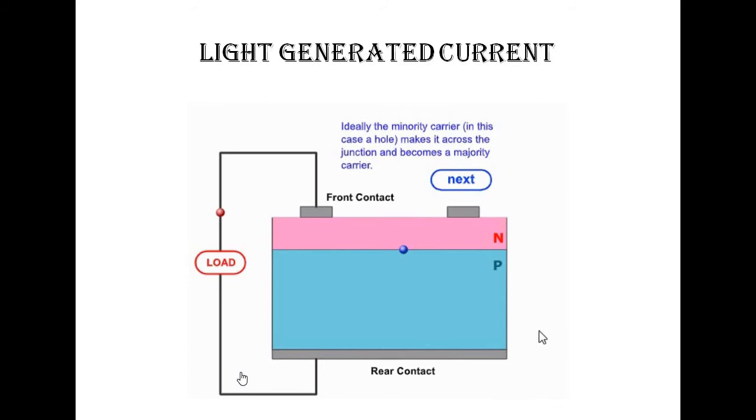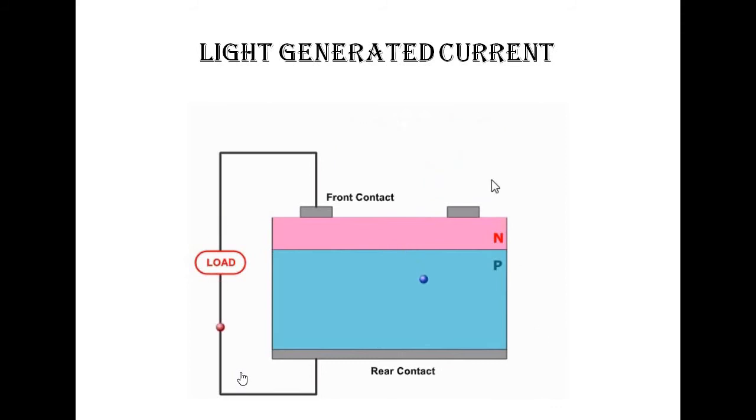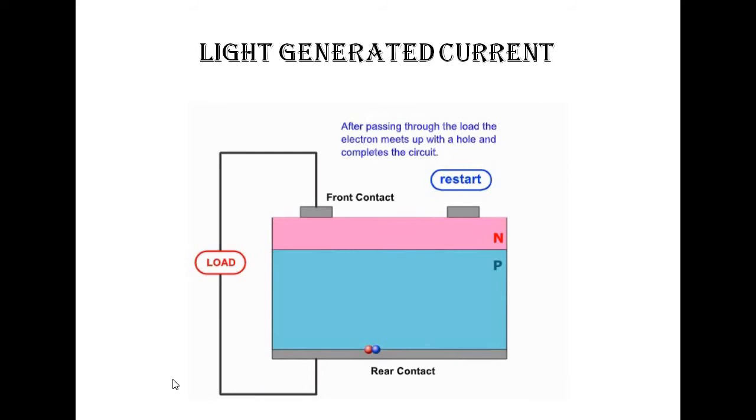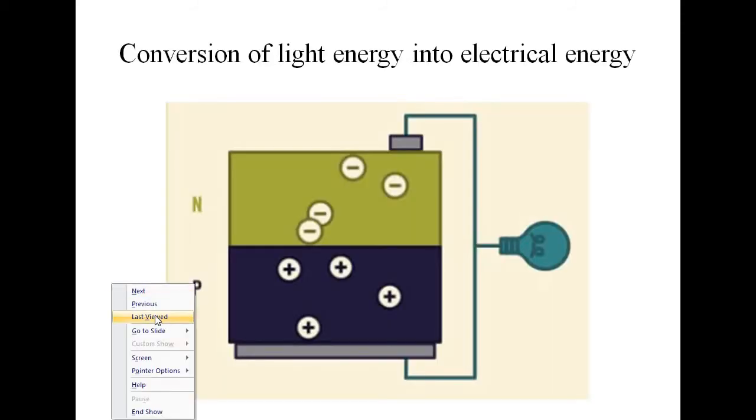However, electrons and holes are metastable and will only exist on average for a length of time equal to the minority carrier lifetime before they recombine. If the carrier recombines, then the light generated electron hole pair is lost and no current will flow.